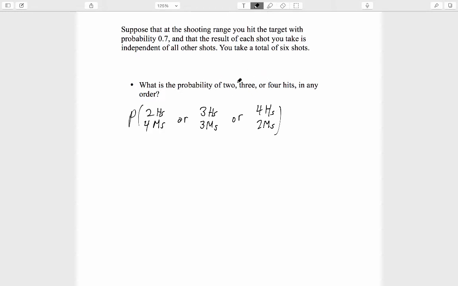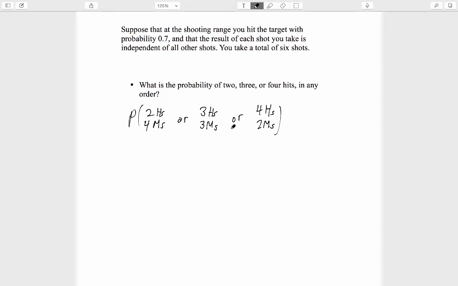As you parse the meaning of this phrase, 2 or 3 or 4 hits in any order, don't lose sight of the fact that we are certainly talking about taking 6 shots. That is the experiment. Take 6 shots and see how many of them are hits. In the context of the experiment of taking 6 shots, 2 or 3 or 4 hits means 2 hits and 4 misses, or 3 hits and 3 misses, or 4 hits and 2 misses.